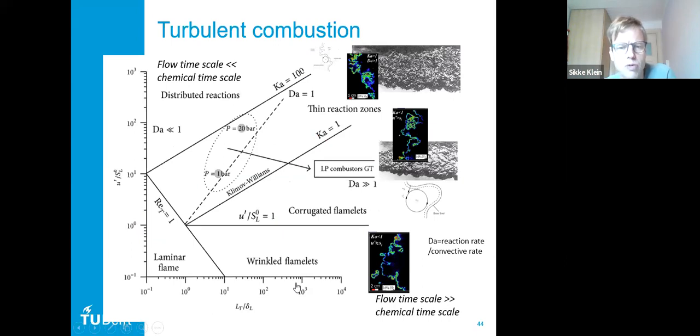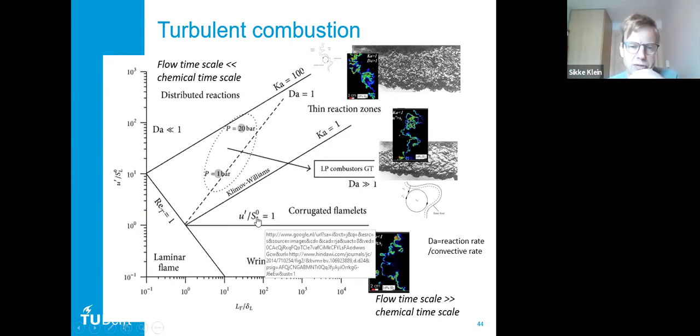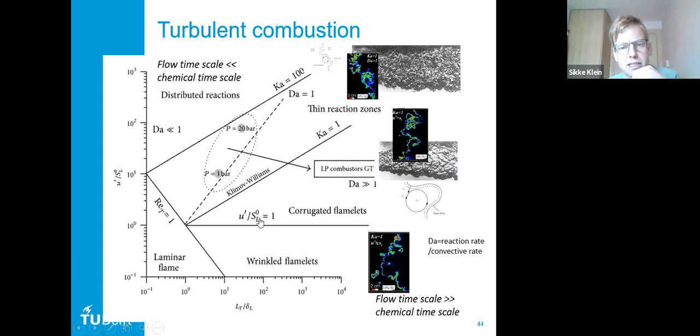So how can you describe such a flame in such a combustor? Important aspects are the ratio of u prime, so that is the velocity fluctuation due to turbulence, versus the laminar flame speed. If that ratio becomes higher, goes in this direction, you get more and more of a flame front like this.